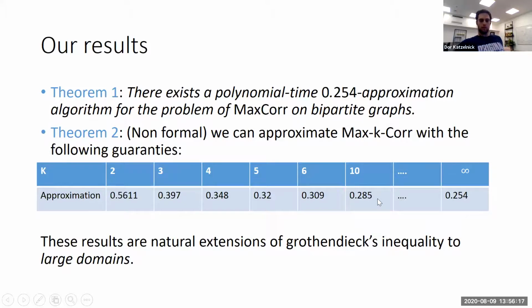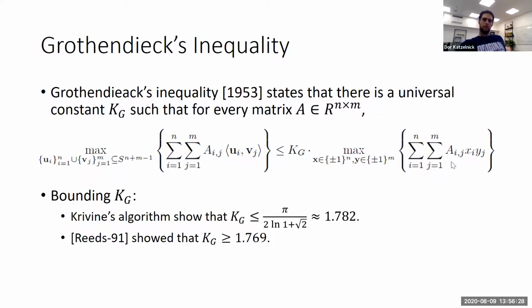And also, these results are a natural extension of Grothendieck's inequality to large domains. What does it mean exactly, large domains? If you go back to this inequality, here you can see that, for example, the vectors x and y are over plus or minus 1. You can think of it like x and y can have larger values. Not only plus or minus 1, you can have different values.